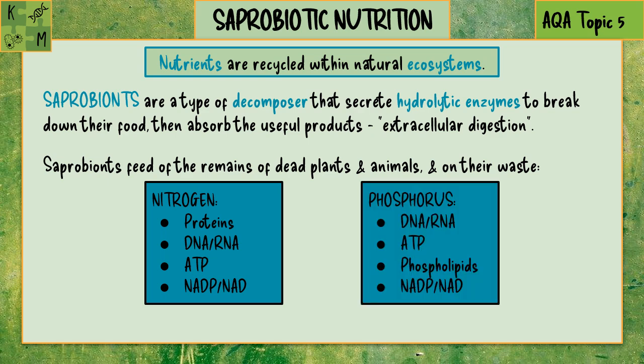For phosphorus, we've got phosphate groups within nucleic acids and within ATP. We also find phosphate groups within phospholipids in all the cell membranes. And again, phosphorus is also found within NADP and NAD. Some types of fungi and many bacteria have this form of saprobiotic nutrition.